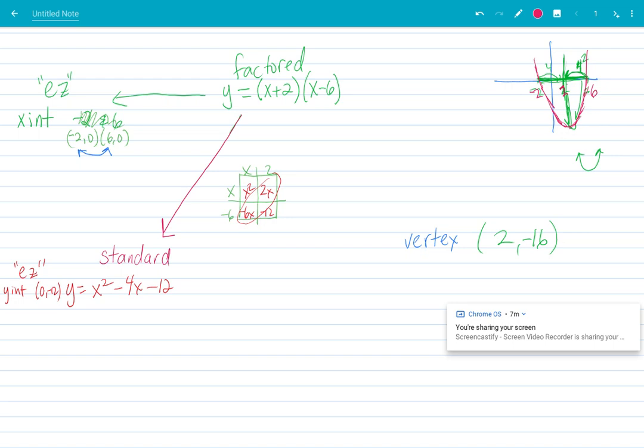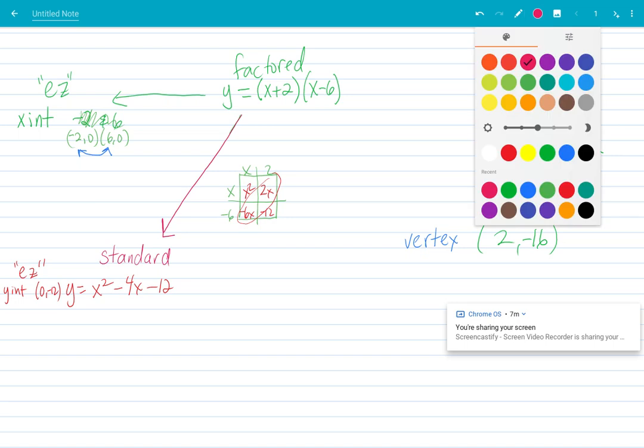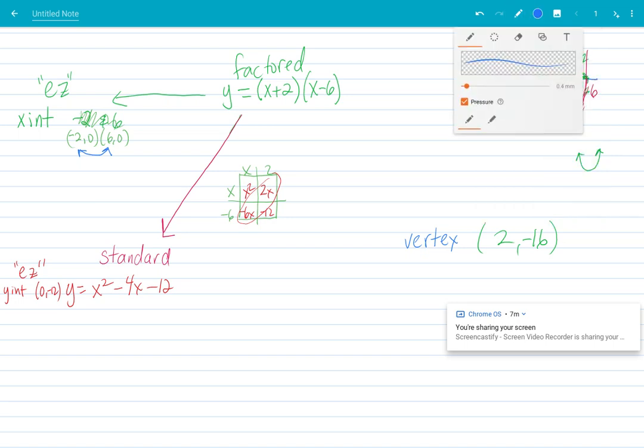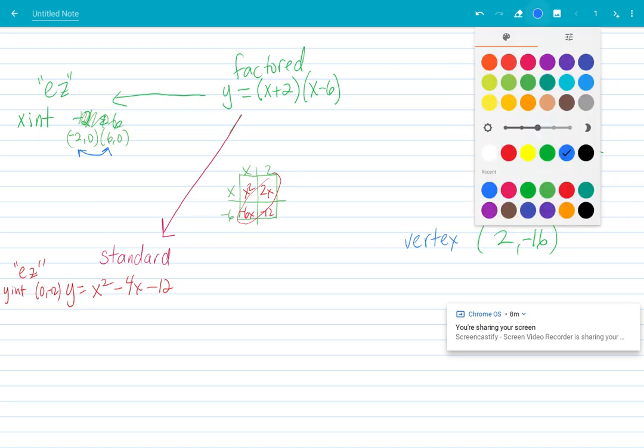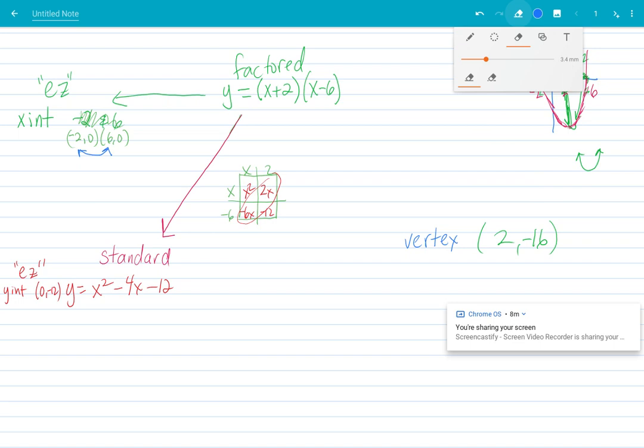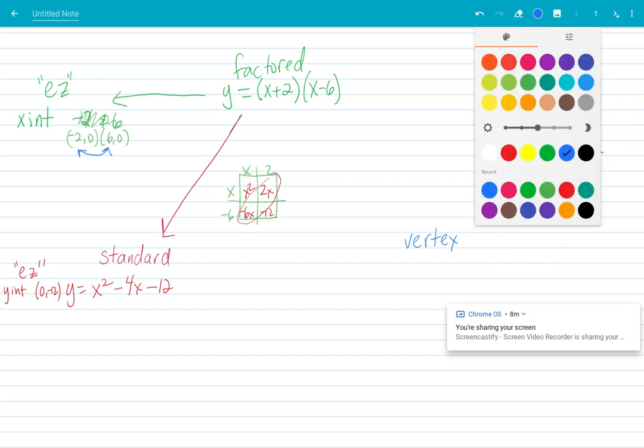So let me use, I was using blue. I'm going to stick with my colors, even though it's going to take some time. Hold on. I guess I don't know how to erase. Okay, maybe this one. There we go. All right.